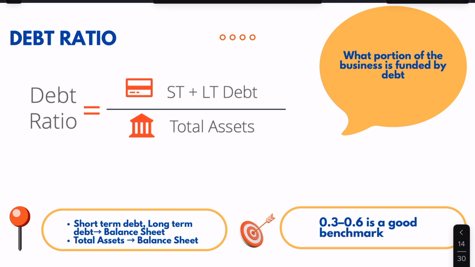Next, let's look at the debt ratio. The debt ratio indicates what portion of total assets is financed through debt. The formula is total debt divided by total assets. Total debt includes short-term and long-term debt, and you can find both total debt and total assets from the balance sheet. As a benchmark, 0.3 to 0.6 is healthy for the debt ratio, and too much debt can become a burden if earnings slow down in case of downturns. So that is one ratio you need to take into account.